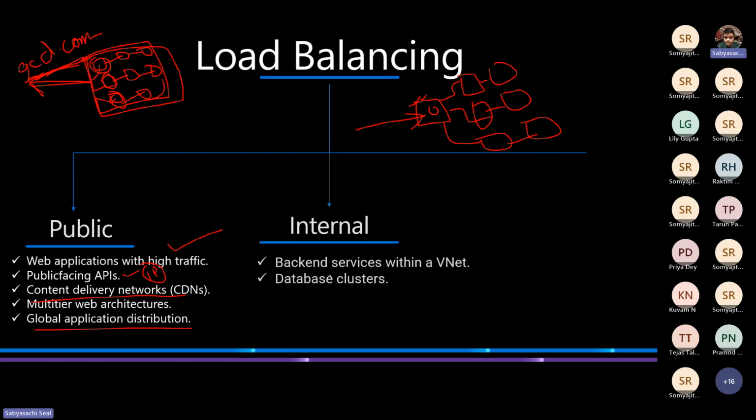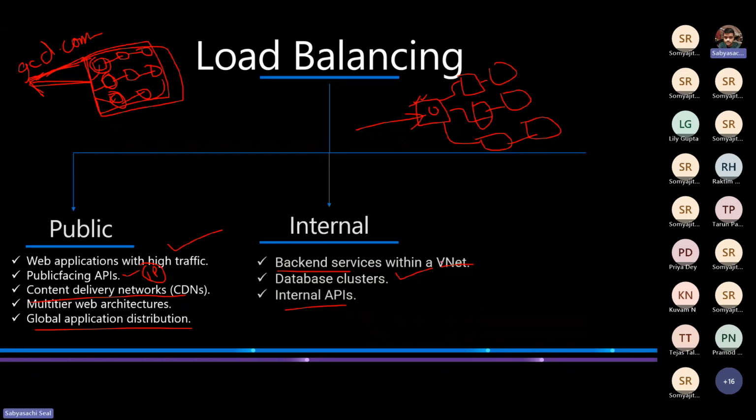So where is it used? It's used within backend services within a VNet. VNet means a virtual network. It's used in database clusters. If you don't know, database clusters are a set of databases together. You can say that it's mainly used in the cloud for having multiple databases with the same configuration. Let's say I want a cluster that has 20 GB across, but that 20 GB is shared between multiple databases. That's how internal load balancing comes into play.